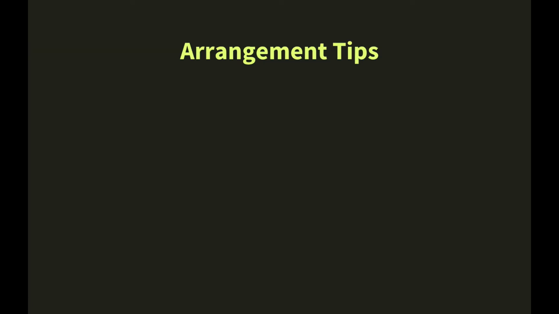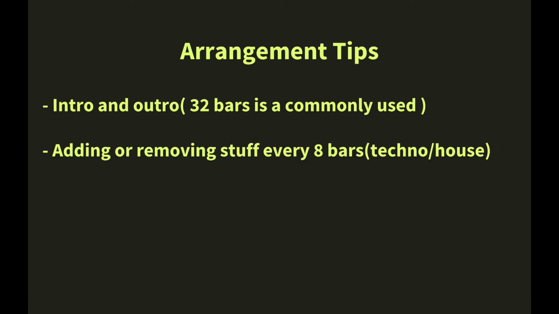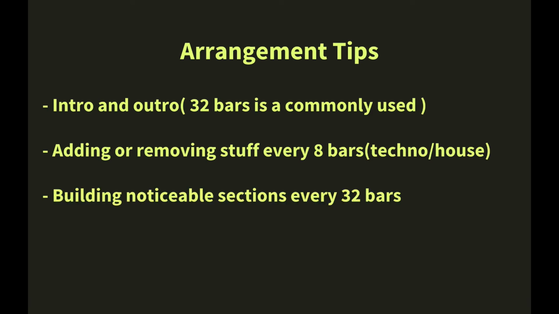Some rules that you can take into account when building your arrangement: for example, in techno and house, normally we have a 1 minute intro and 1 minute outro. That is normally 32 bars. So knowing this, we can add our intro and our outro with a length of 32 bars. In techno and house especially, adding changes every 8 bars keeps things interesting. Also, building noticeable sections or big changes every 32 bars is a good idea, because normally every 32 bars we have the feeling that we want something to happen.